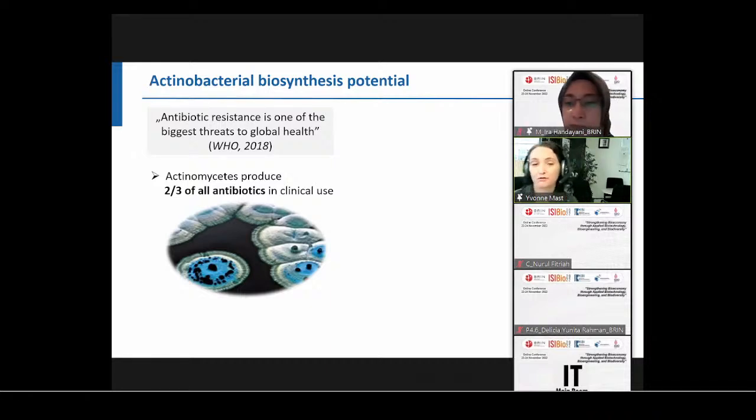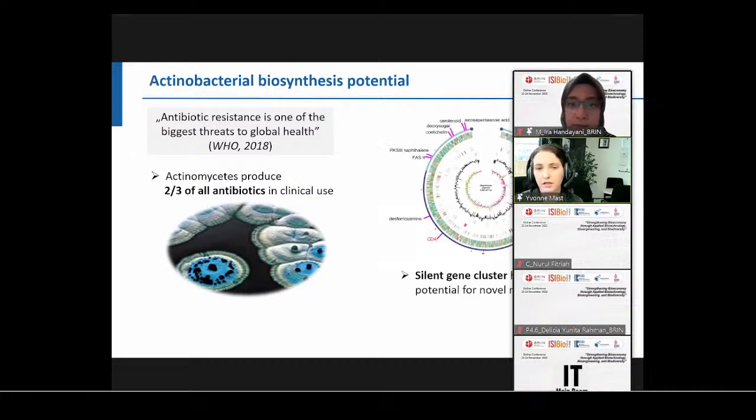We can find antibiotics a lot in actinomycetes. Actinomycetes are known to produce 2/3 of all antibiotics in clinical use today. And this antibiotic production potential is known for quite a long time. However, what is not known for such a long time is that the genetic potential for the production of antibiotics is even larger in these organisms.